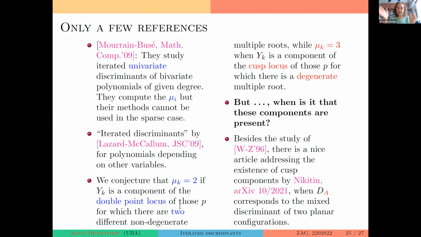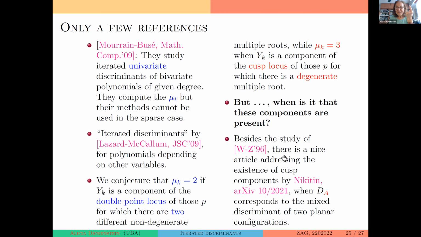These are those P for which the intersection is tangent at 2 non-degenerate distinct points, while it has to be 3 if it's a component of the cusp locus, which corresponds to those P for which there is a multiple root which is degenerate, where the Hessian also vanishes. So this is essentially the only 2 types of components of codimension 1 that could occur. This comes from a result by Katz again. But the question is, okay, when is it that these components are present?